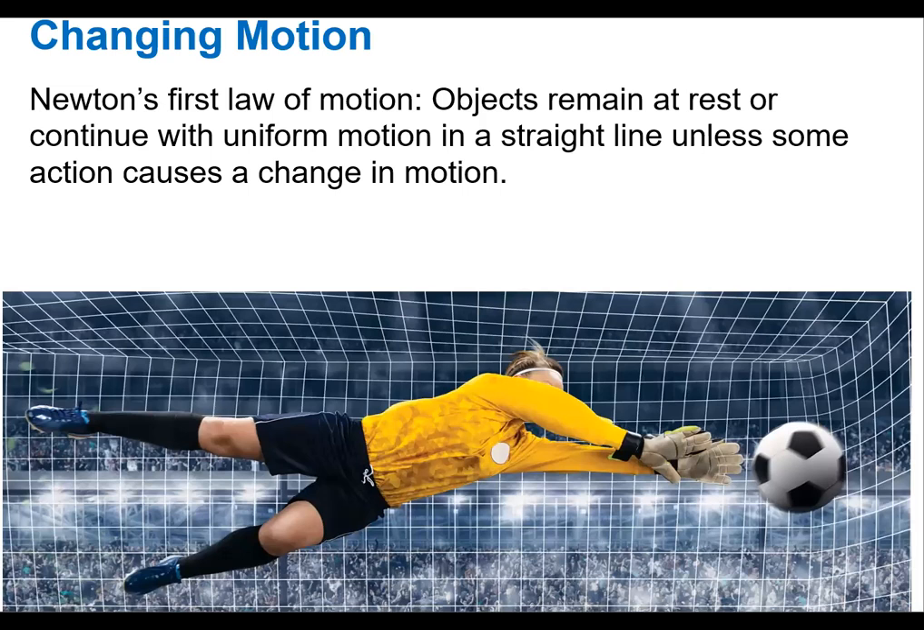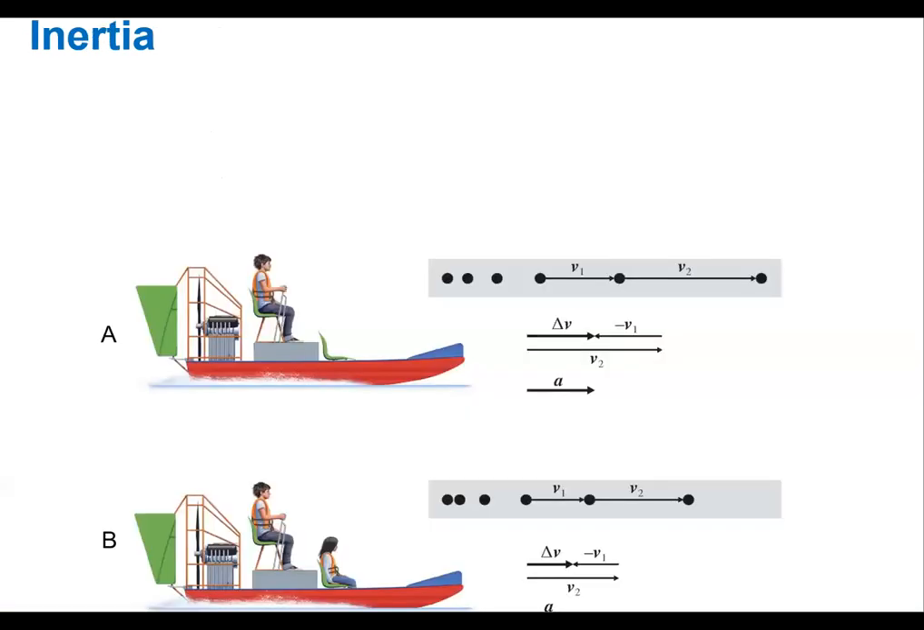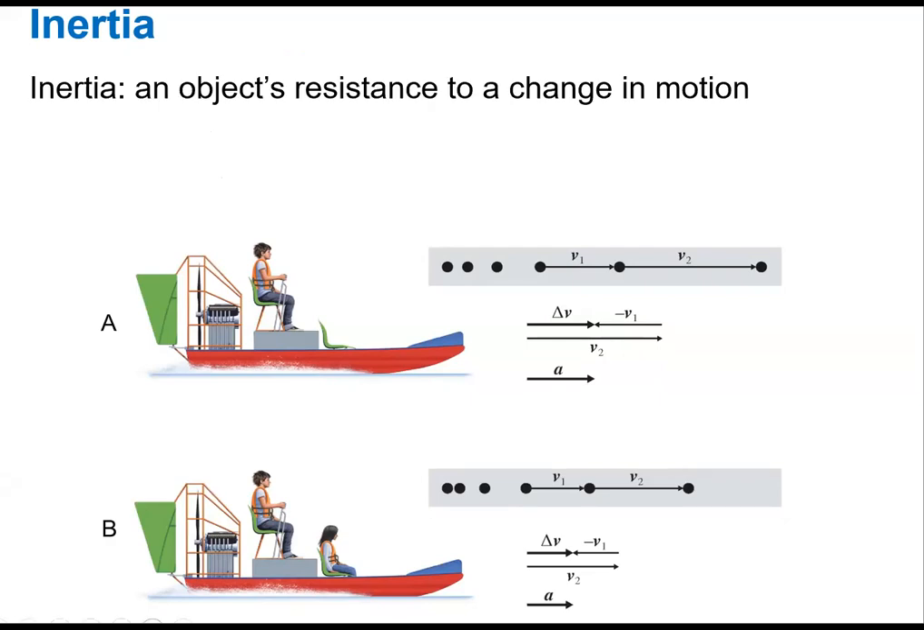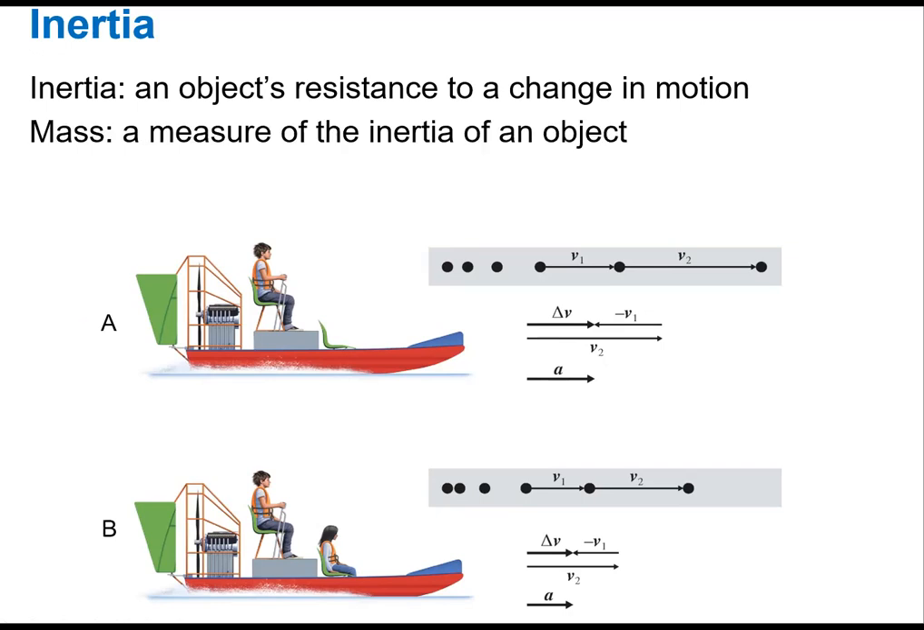Now we will talk about changing motion. What are Newton's laws of motion? Newton has three laws of motion. The first one is called the law of inertia. Objects remain at rest or continue with uniform motion in a straight line unless some action causes a change in motion. As I told you, it's called the law of inertia. It's the object's resistance to change in motion.